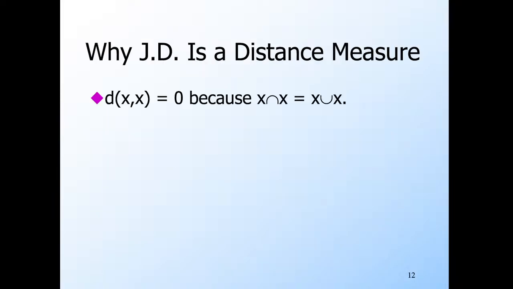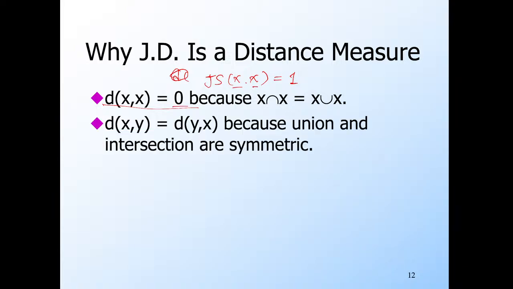Jaccard distance is a distance measure because, first, why is d(x,x) 0? Because the Jaccard similarity between x and x, if x is a set, a set to itself, is always 1. So the Jaccard distance, 1 subtract 1, is 0. Distance from x to y is the same as y to x. This is trivial because the union and the intersection are both symmetric.